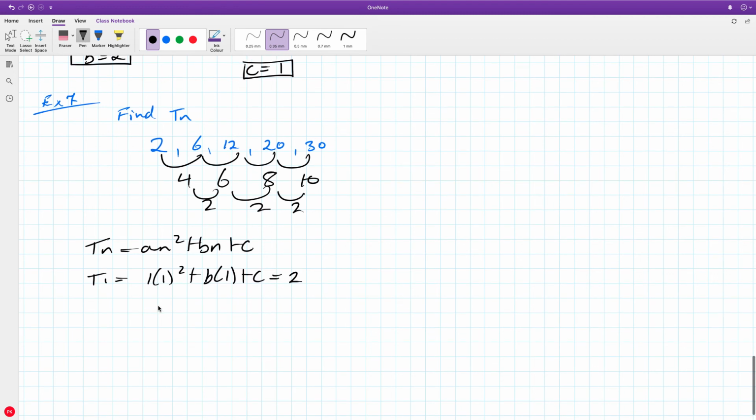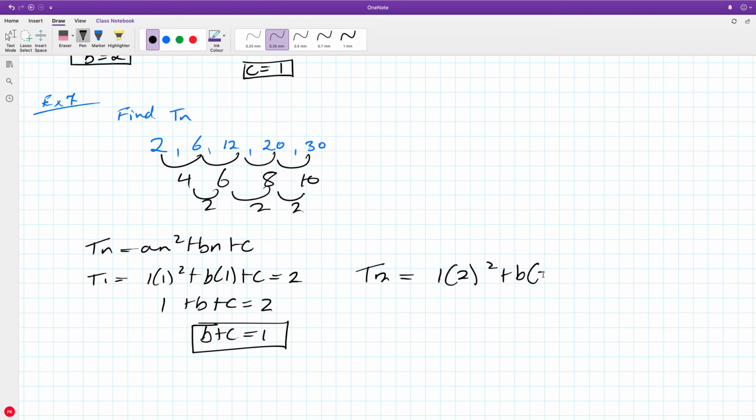I think nearly everyone got it right anyway, so that's really good stuff. This is tough. b plus c is equal to 2 minus 1. b plus c is 1. t2 is 1 times 2 squared plus b times 2 plus c, equal to the second term, which is 6. 4 plus 2b plus c is 6. 2b plus c is 6 minus 4, which is 2. That's brilliant getting that far.